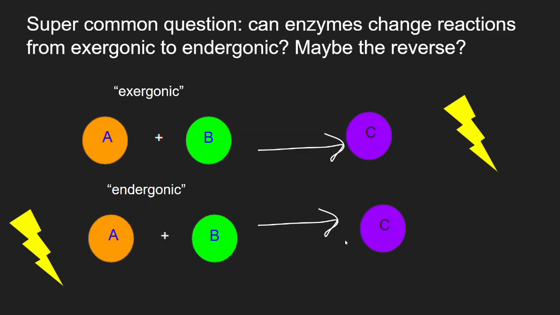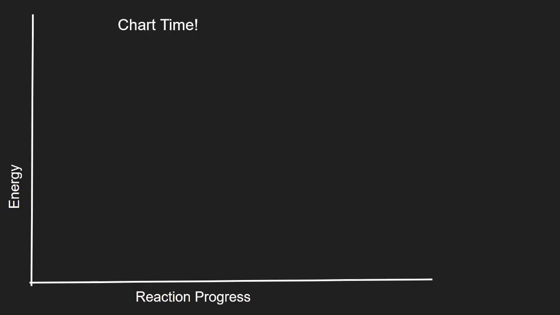In an endergonic reaction, energy has to be put in with substrates A and B to create product C, so energy has been absorbed throughout this reaction. Exergonic means energy is released after the reaction, and endergonic means energy had to be put into the reaction. So they're opposites in that sense. So now we're going to take a look at an exergonic reaction without an enzyme, then add an enzyme, and see if we can make it into an endergonic reaction.